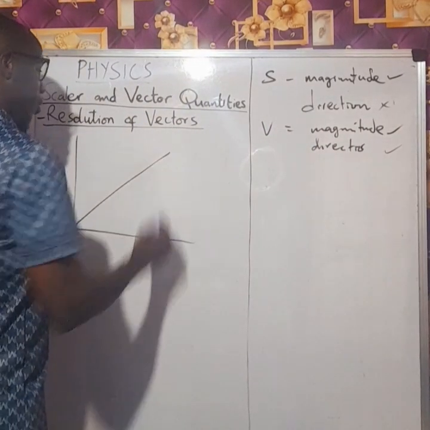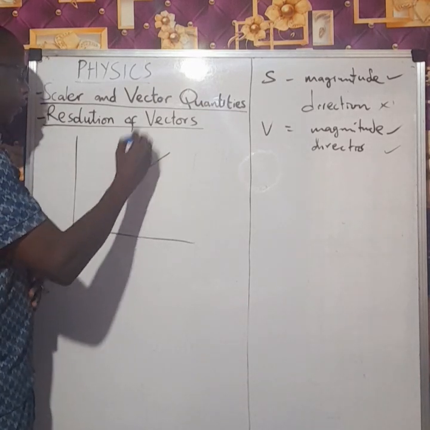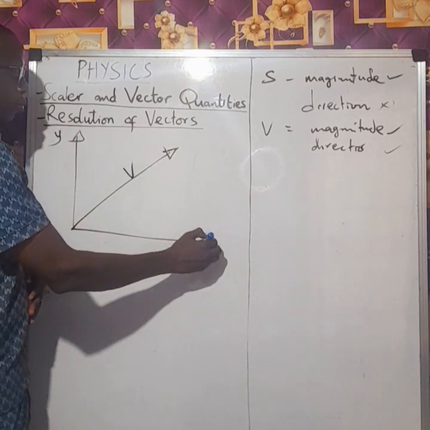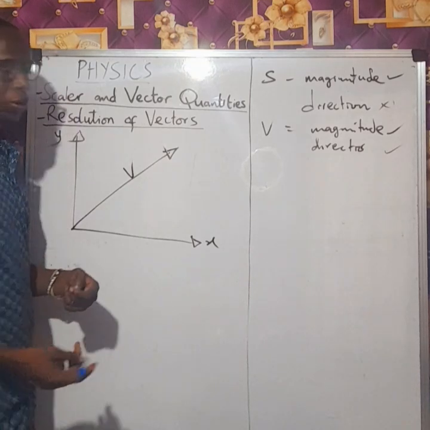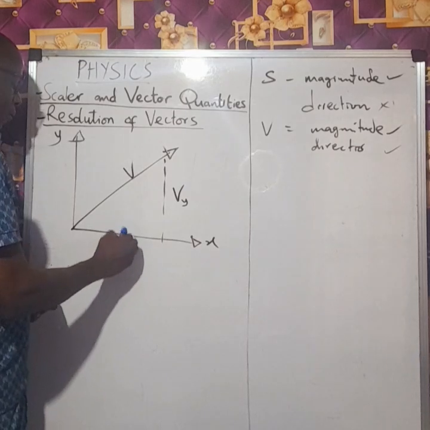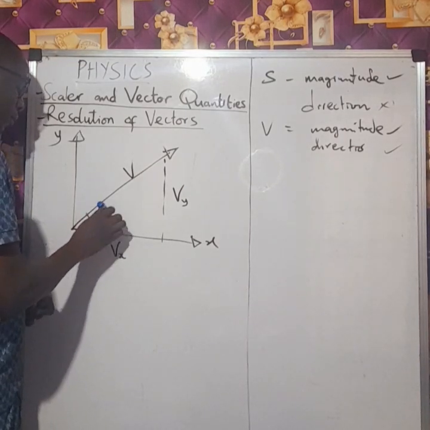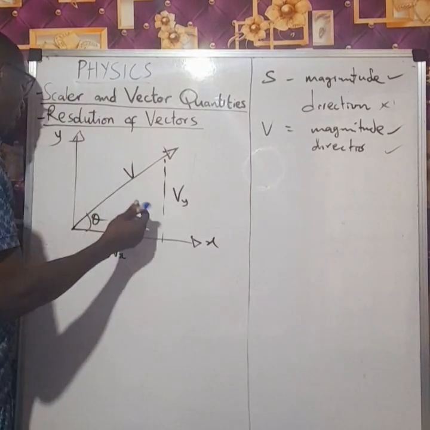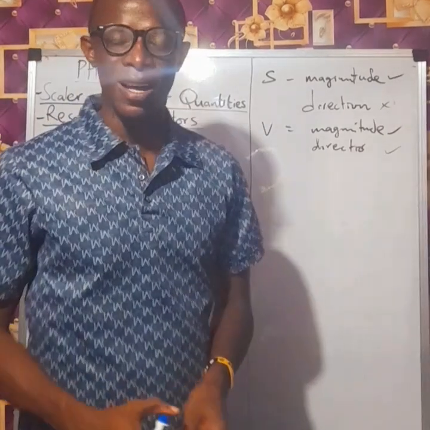I'll give you something to assist us. Let's say this is a vector V in this direction. This is the vertical axis, Y, and this is the horizontal axis, X. Now I want to resolve this into the horizontal and vertical components, Vx and Vy. Take the angle, let's say angle theta.